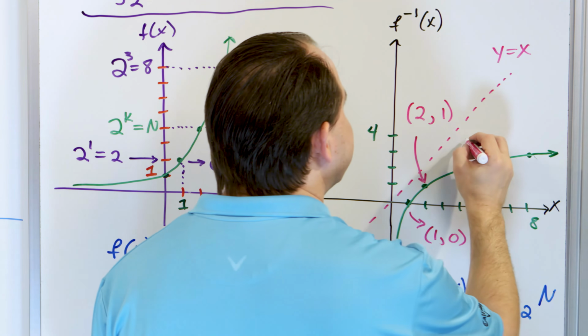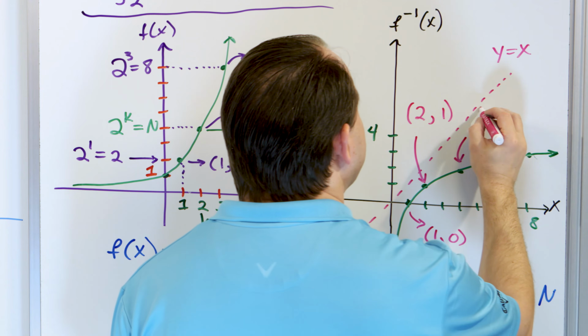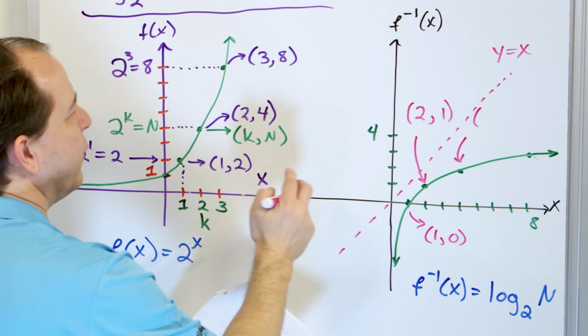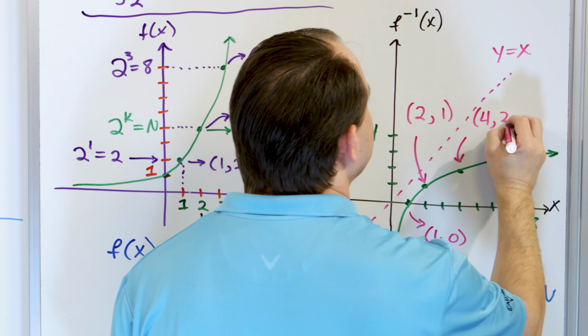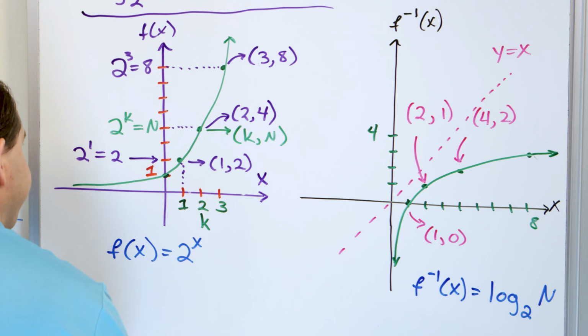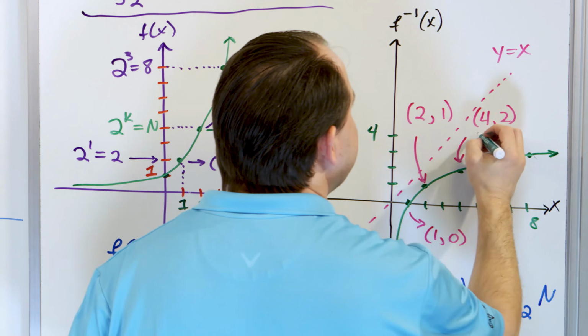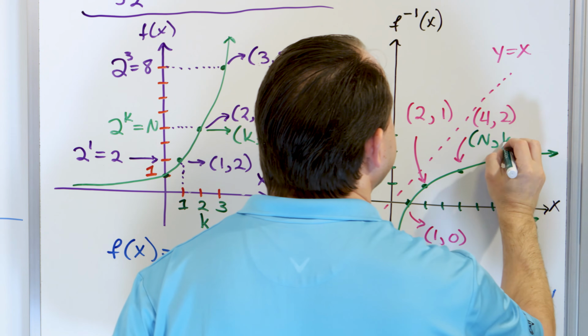This guy, I'm going to write two things down. It was (2, 4). It's really (4, 2). However, I'm going to also write it as, instead of k comma n, it's n comma k.